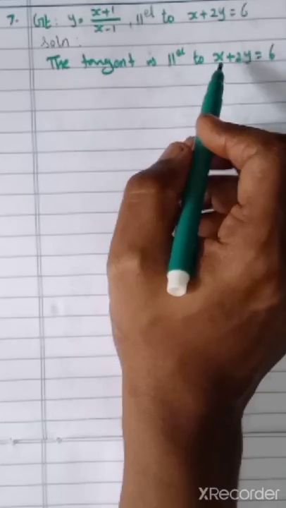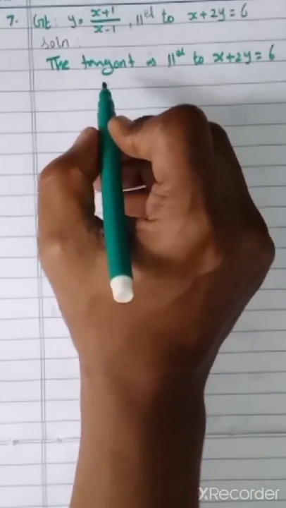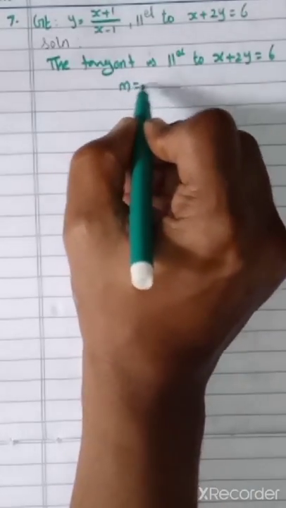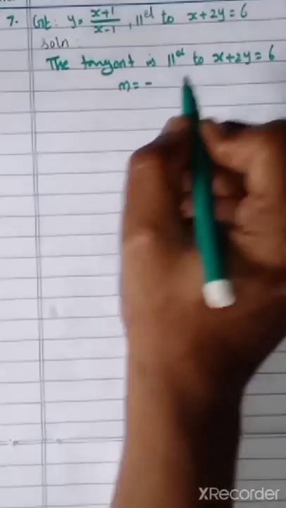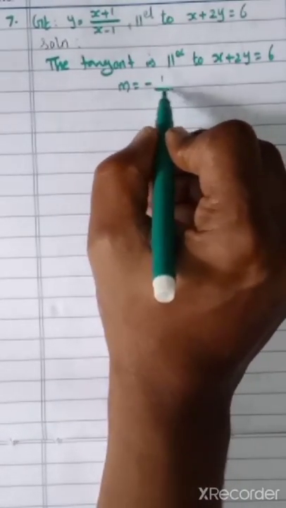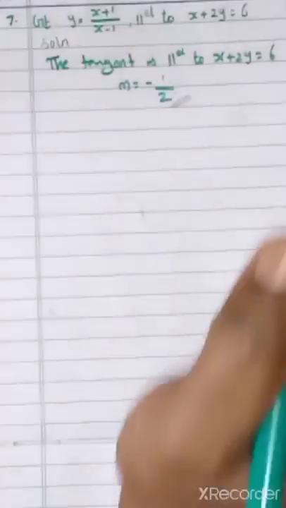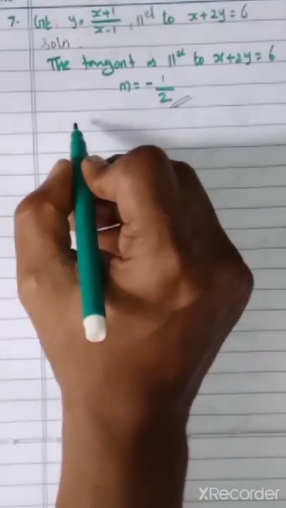Minus a by b form, correct? So m is equal to minus a by b, a value 1, b value 2. So minus 1 by 2. Now we got your m value, right? Let me keep this one. Next, take down the equation.